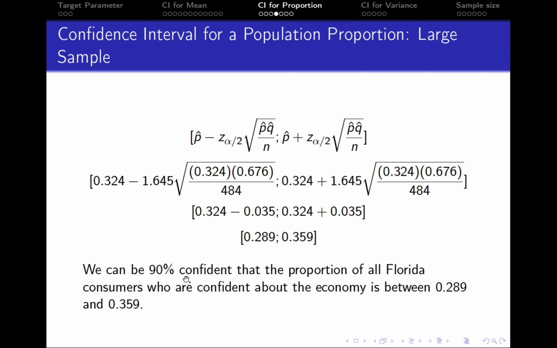And the conclusion could be the following. We can be 90% confident that the proportion of all Florida consumers who are optimistic about the economy is between 0.289 and 0.359. So the true population proportion with 90% confidence lies between these two values.